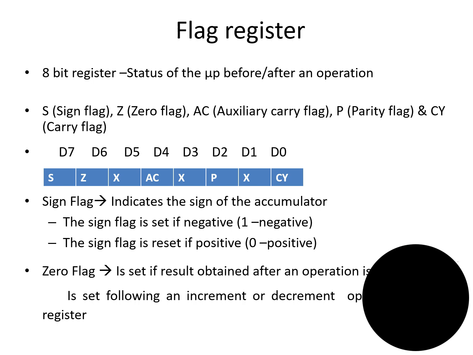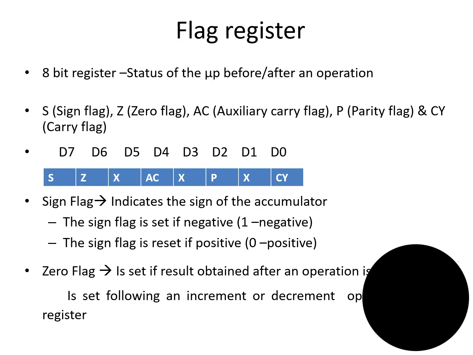The auxiliary carry flag is nothing but this: when you perform an addition operation, if you have a carry bit from D3 to D4, in that case your auxiliary carry flag will be 1. Otherwise, your auxiliary carry flag will be in reset condition.